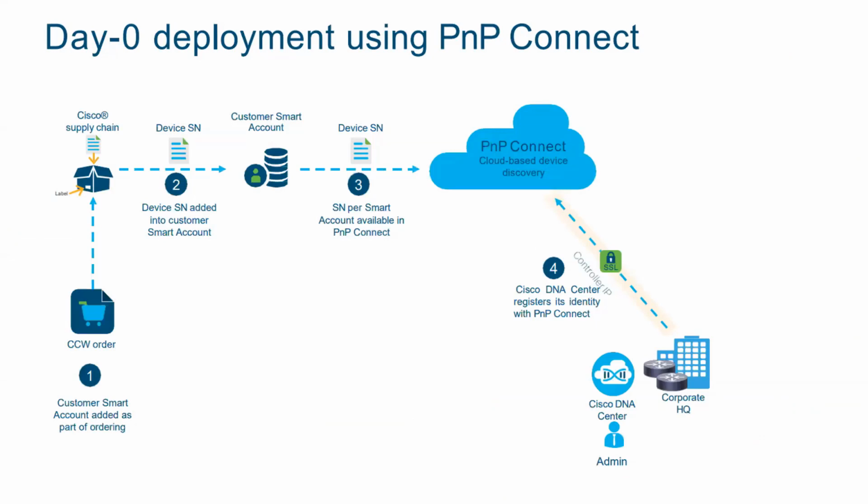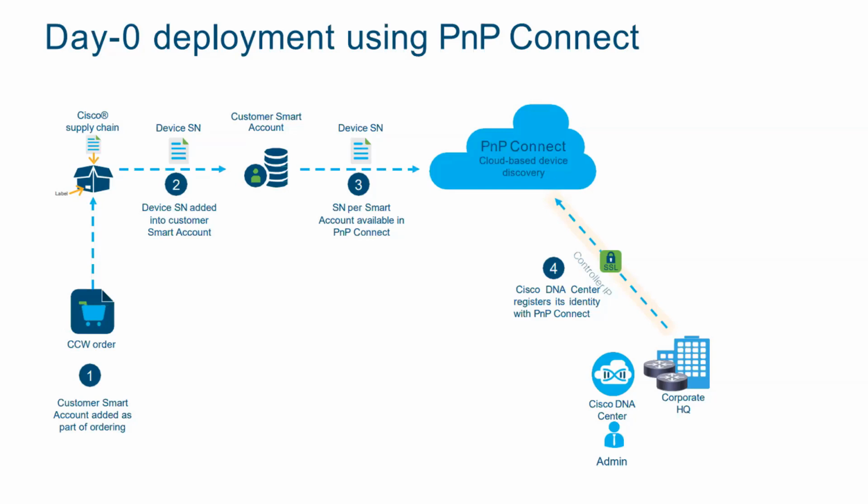So now this is how it's going to work. The device serial number will be synced to the customer smart account, and then it will be added to PNP Connect, or the device helper database. Now, when DNAC is initially deployed, it will request your smart account credentials. Once you provide your smart account credentials and the controller is up, it's going to automatically register to the PNP Connect cloud, and it will do automatic sync, and you can do a manual sync to collect the serial numbers and add them to DNAC.